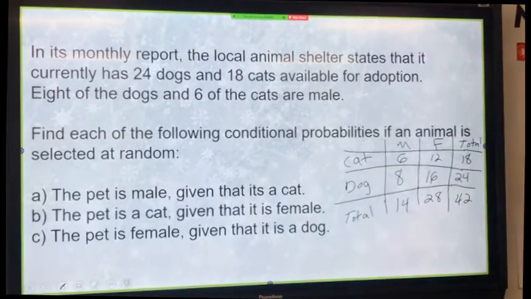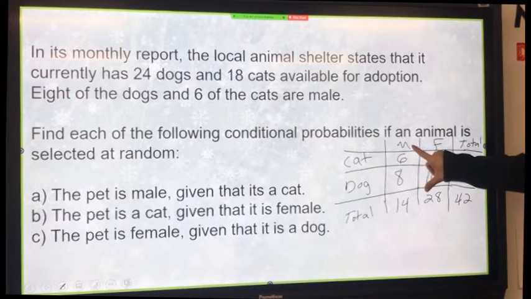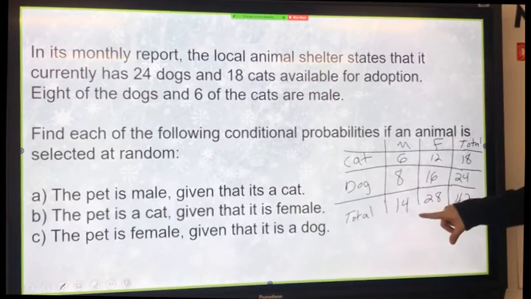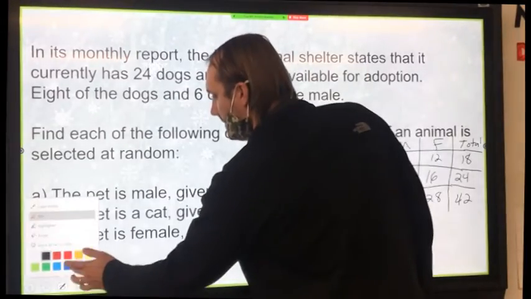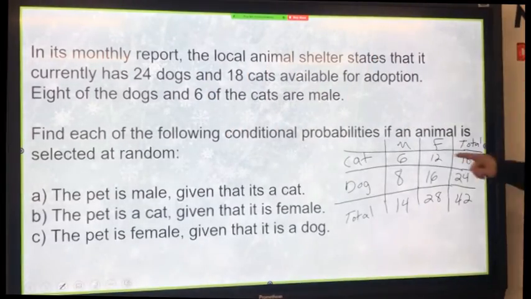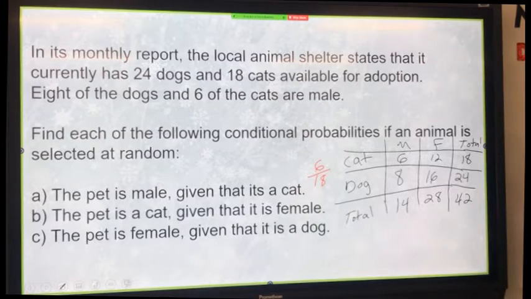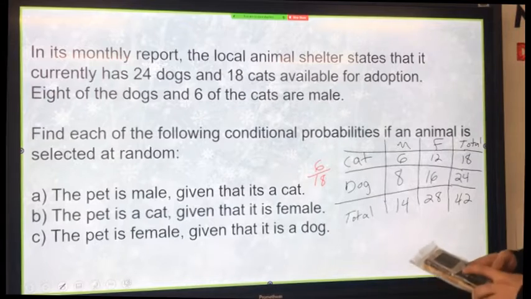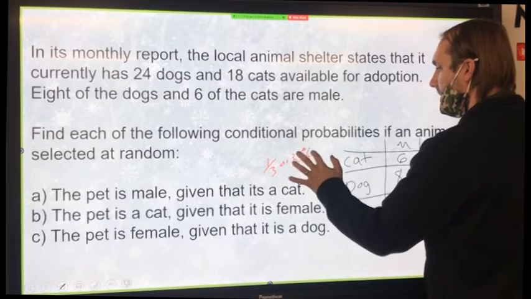So what is the probability that a pet is male given that it is a cat? So I'm looking at males. Given that it's a cat, what's the probability that it is a male? So I'm dividing what by what? So cat, I have how many total cats? 18, right? Out of 18, 6 are males. So my probability is 6 over 18, which is what? 1/3 or 33%.